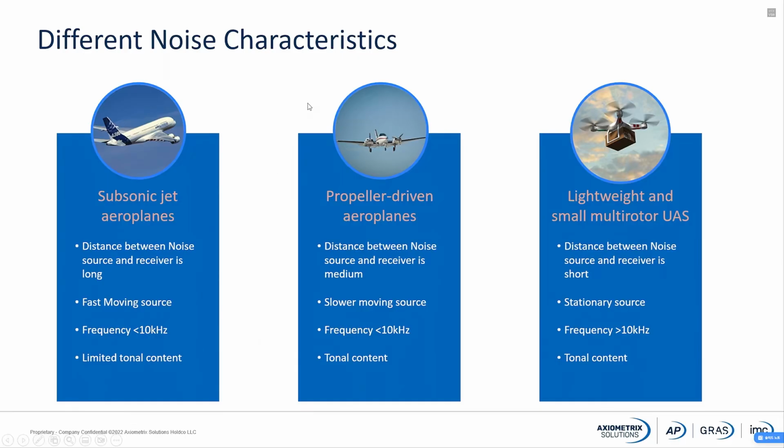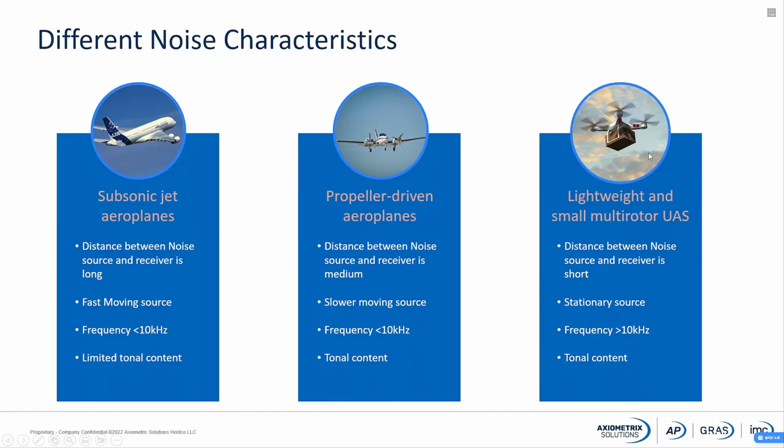When you take a look at propeller-driven airplanes, the distance between the noise source and the receiver is, I've written here, medium. It's typically shorter than for the subsonic jet airplanes. They are flying at lower altitude and so on. They are also slower moving sources, and the frequency is still typically below 10 kilohertz, but they have tonal content. Therefore they are a little bit different when it comes to measurement of noise from them.